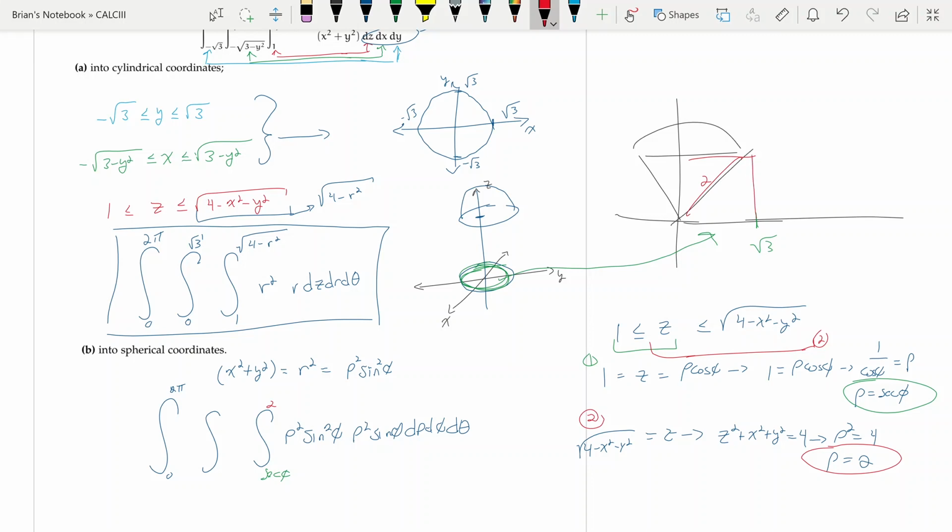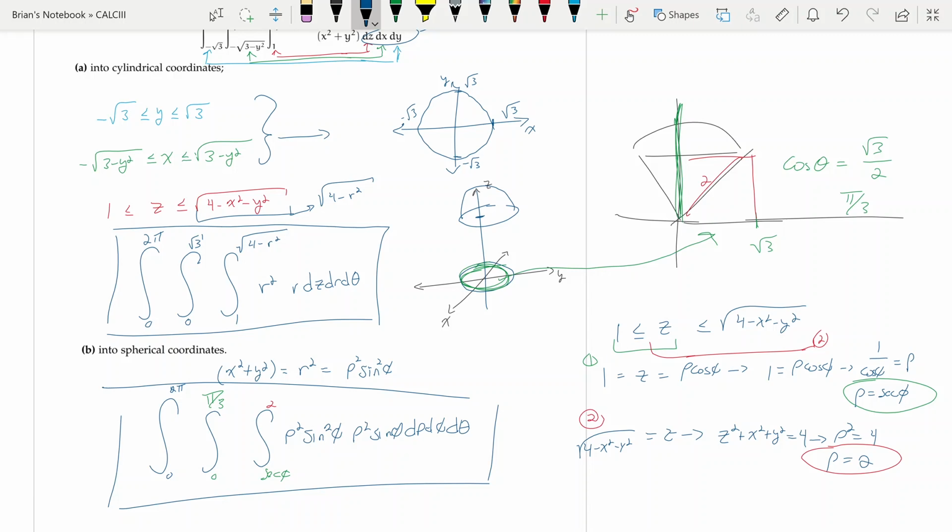And we could draw another triangle. So we'll have the cosine is equal to, we've got adjacent, which is the square root of 3, over the hypotenuse, which is 2, which means we get another pi over 3. We'll put that on the top bound. And because we're starting on that vertical axis, we'll have 0 for the lower bound. Boom, we just set up our integral in terms of spherical coordinates.